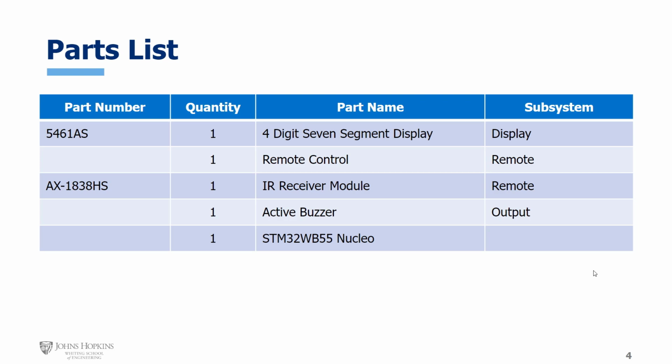So this is a parts list. It's very incomplete, but as you can see, this is a really easy project to put together. 7-segment display, remote control, the receiver module, the active buzzer, and the board itself. You can do everything here on an Arduino as well. Just my code won't work for you, but if you have no idea what this means, just replace it with an Arduino and you can do it.